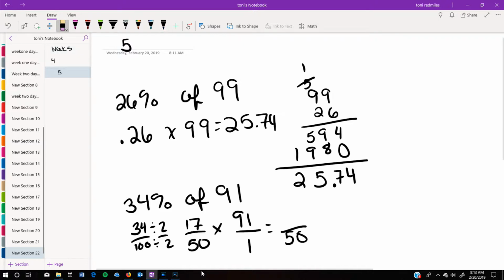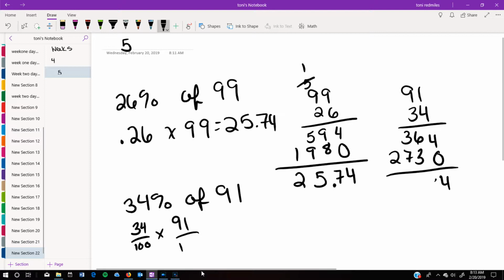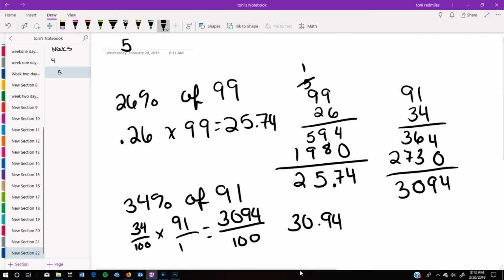It's easier to divide with hundreds, so I'm not going to reduce. And there you go. This is why I don't care if you reduce your fractions, because it actually makes it harder in this case, because dividing by 100 is so easy. I'm going to have to multiply the tops anyway. So this is 91 times 34, which is going to be that. Get over 1 place value and do my math. 4, 9, 10, 3 is my top. And my bottom's going to be 100. Dividing by 100 means move the decimal place 2 places, and it's 30.94.